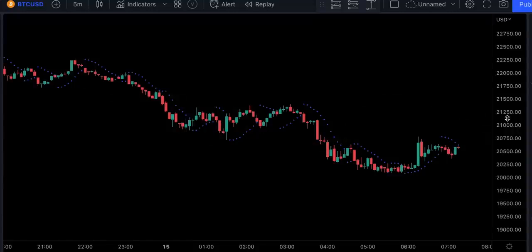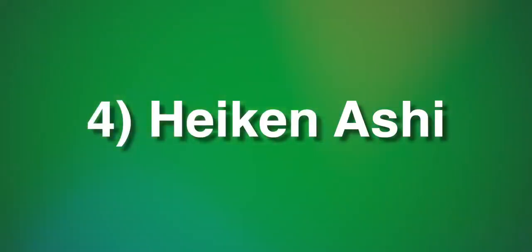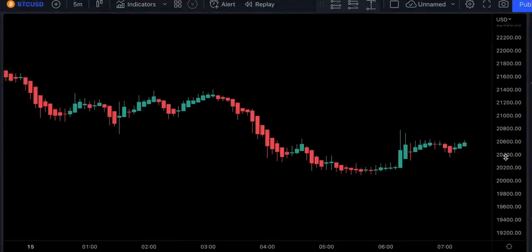Okay, now let's move on to our next exit indicator, which is in 4th place. Not a lot of people know that we can use Heikin Ashi as an exit indicator as well. The majority of people would use it for trade confirmations. I think it works really well both ways.